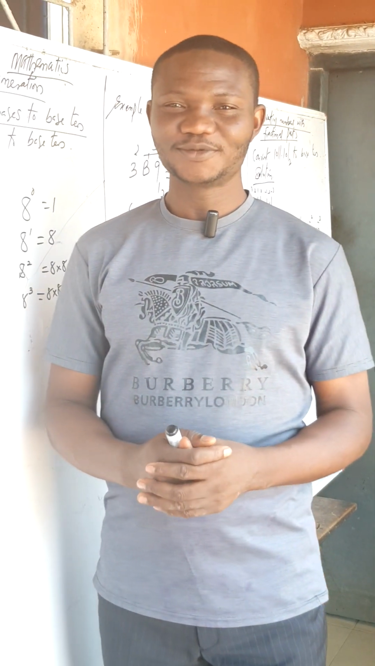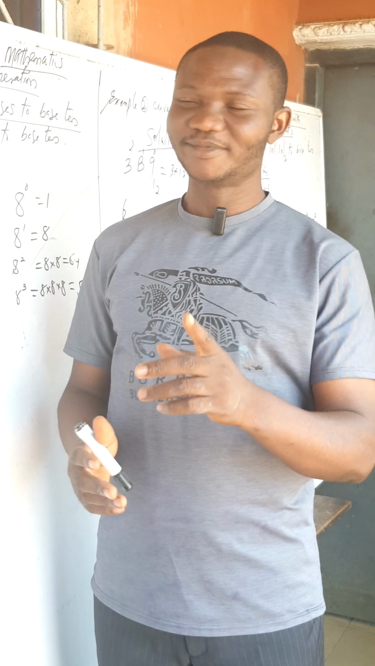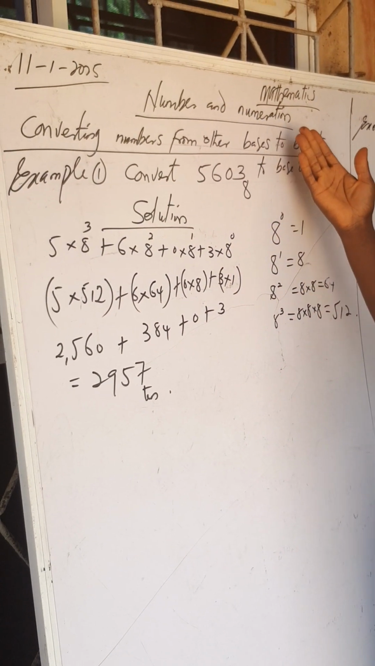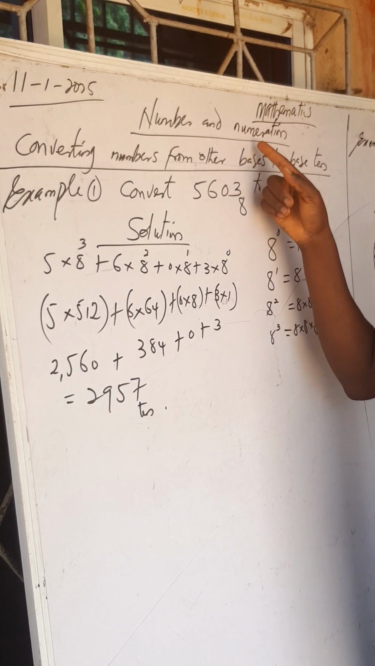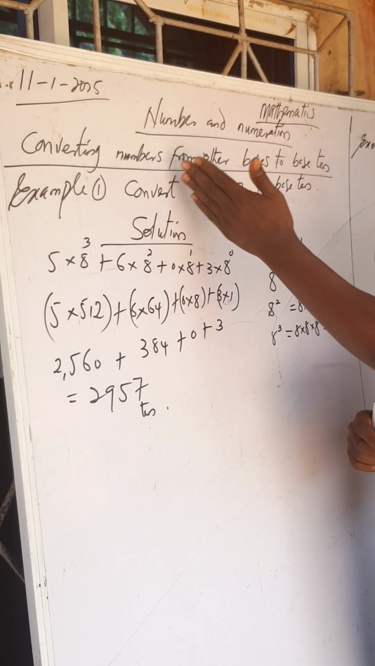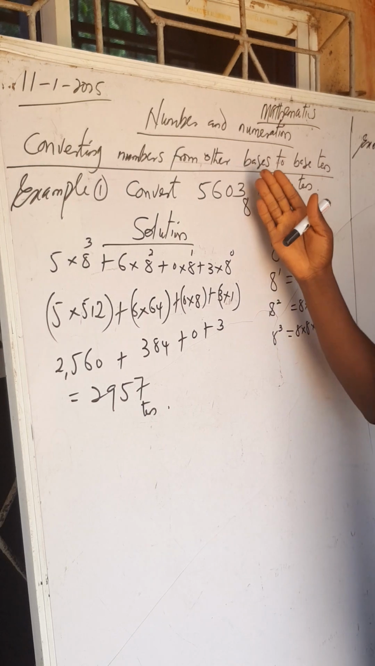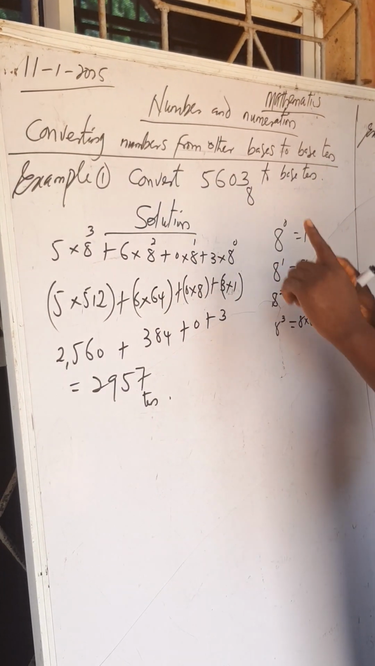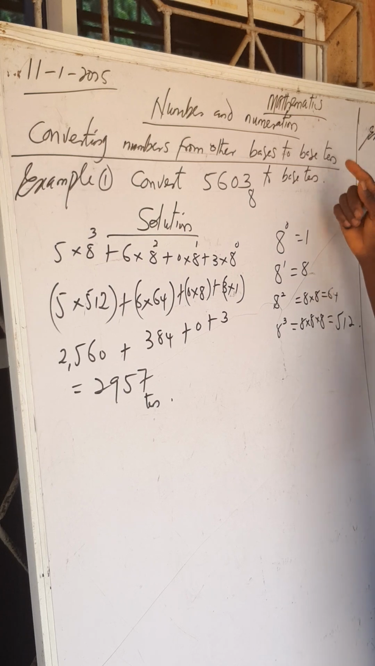Continuation from where we stopped in our last class. Remember, we are dealing with number and numeration. In number and numeration, we started with number bases, converting numbers from other bases to base 10.